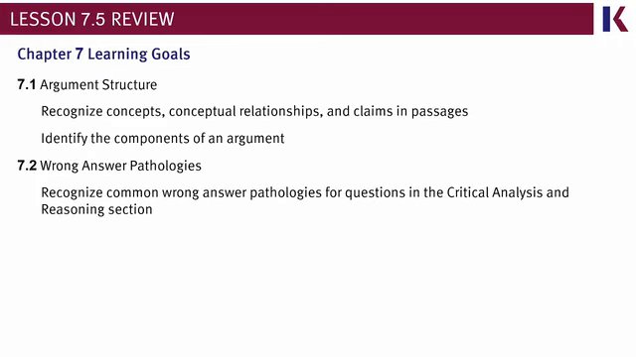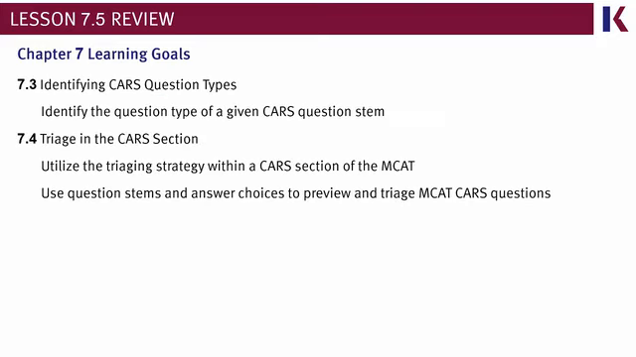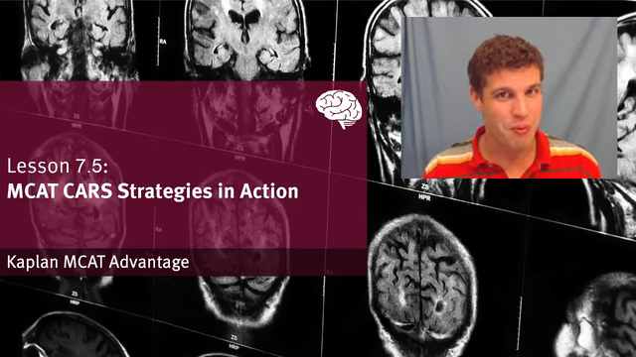In Chapter 7, we saw some of the more advanced CARS strategies. For example, arguments, conclusions based on evidence. And we used that argument strategy to help us with paragraph 2 of the passage in this lesson. And also, looking at the CARS question types and triaging in the CARS sections are both strategies that we employed on this CARS passage.